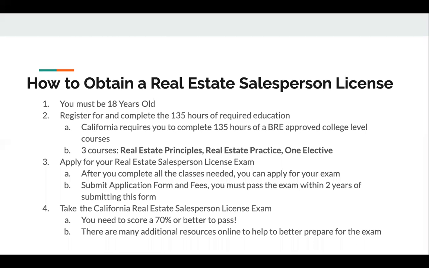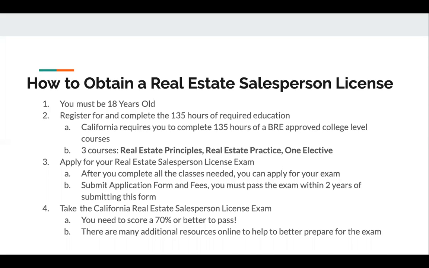Yeah. So there's a couple of steps you need to take to obtain your salesperson's license. The first, of course, is you must be 18 years old, but I'm sure all you guys probably meet that requirement already. And the second one is you have to complete the required education. In this case, it's 135 hours. There are many resources and courses online that you can take to meet this requirement, but it has to be a BRE approved college level course.